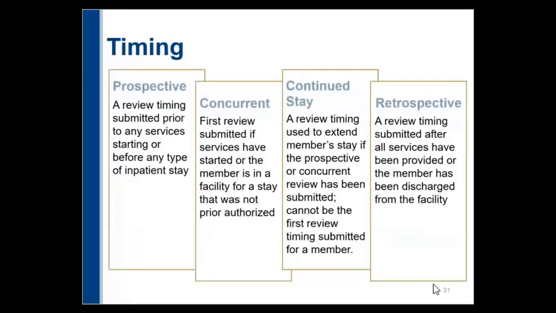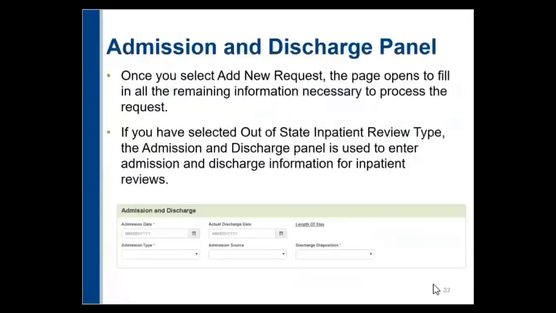So once we've finished that authorization request panel and we have all our information, for those out-of-state inpatient reviews, you'll see this admission and discharge panel. And this is where you can enter the admission and discharge date. For prospective and concurrent reviews, you'll only see that admission date available to you, and then if it's a retrospective review, it will ask you to fill in the admission and the discharge date.